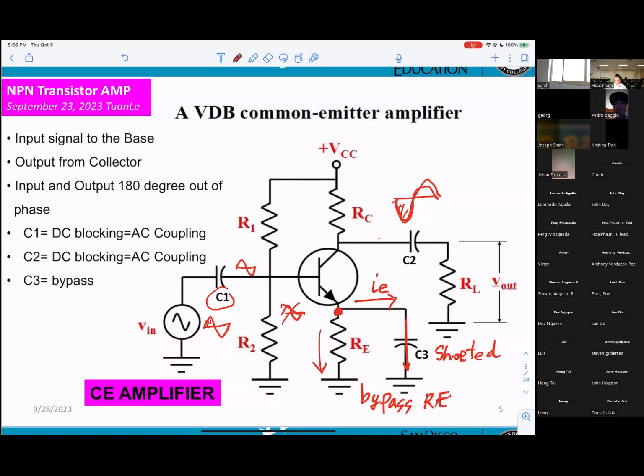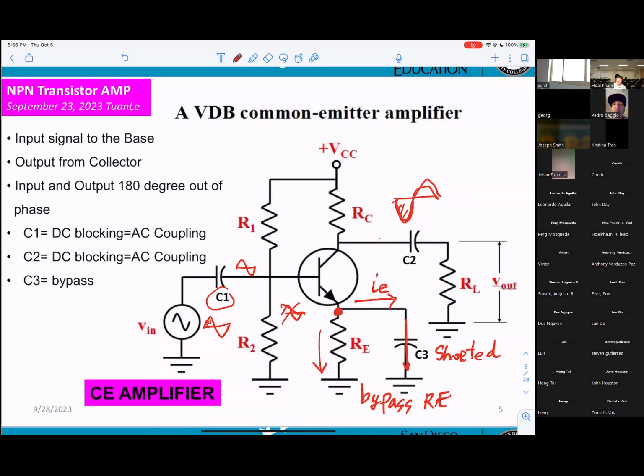However, if you have a bypass capacitor C3, this current IE cannot go through RE. It goes through C3 to the ground. That will help to make the gain of the amplifier bigger. Okay? That is the purpose of the bypass capacitor. C3 will be shorted for AC.